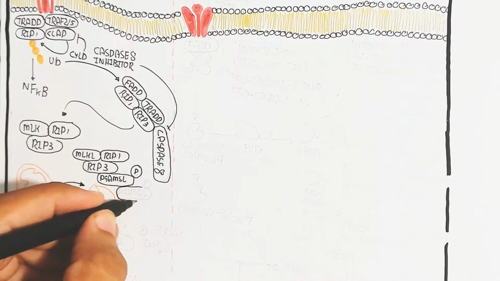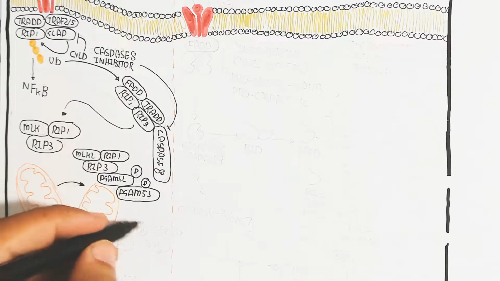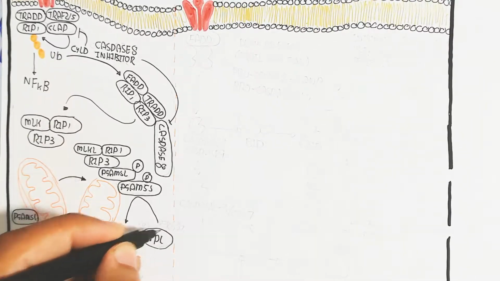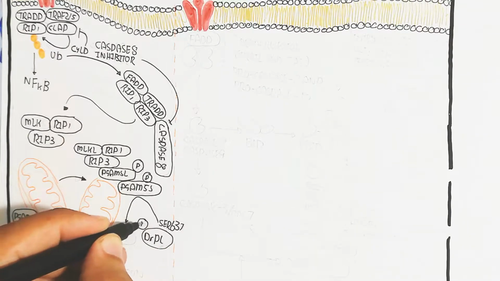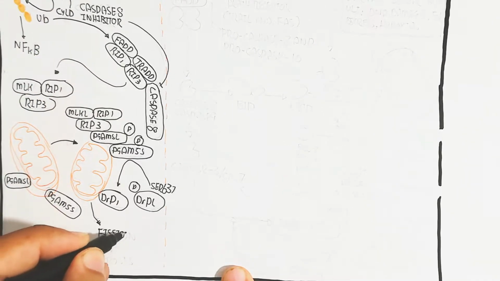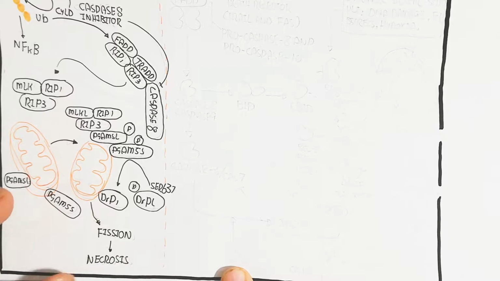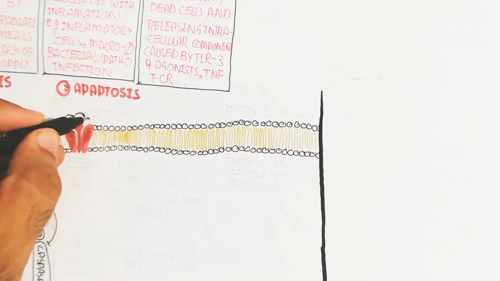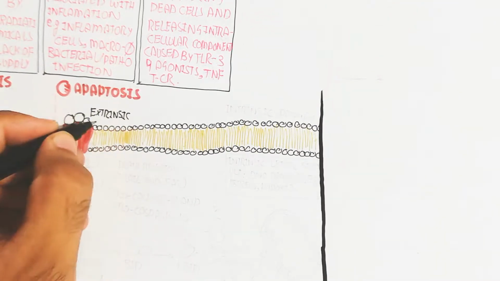It binds with the mitochondria through PGAM5S phosphorylation. In this way, Ser637 is activated with DRP1, and binding with the mitochondria leads to fission and necrosis.